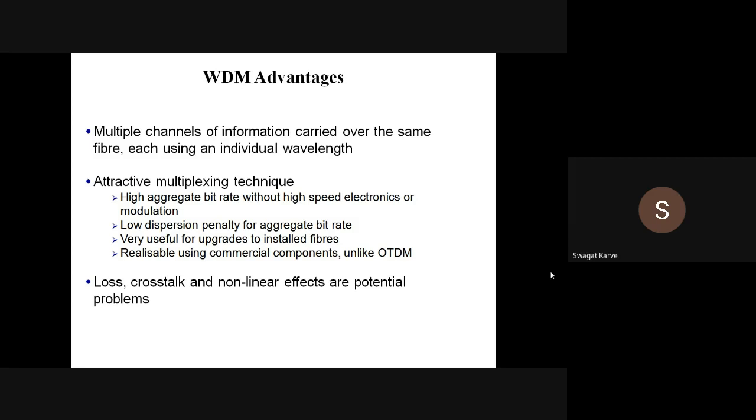In many cases, if the guard band or the space between two different wavelength pulses is very small, then they will overlap with each other and crosstalk can happen. So crosstalk is also a major problem, and non-linear effects are potential problems. There are various non-linear effects associated with wavelength division multiplexing. These are the disadvantages of wavelength division multiplexing.